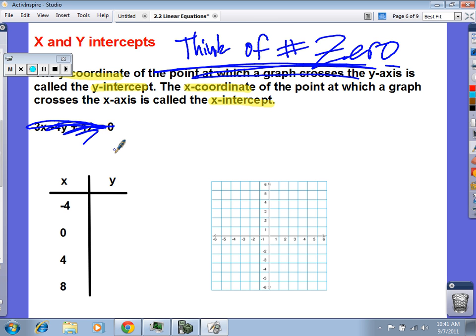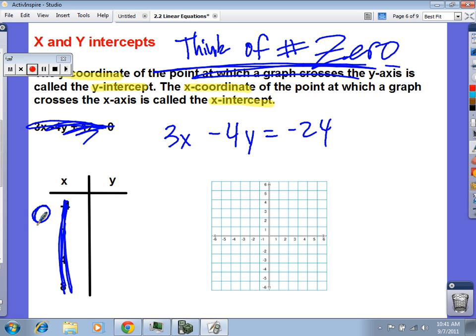Let's do this. Write this down. Let's write 3x minus 4y equals a negative 24. Okay, here's an equation and it's in standard form. Standard form and intercepts go hand in hand, so that's why we're doing them both at the same time. I want you to choose a 0 for an x, because 0 is the number we're thinking of. 0 is what we're using.